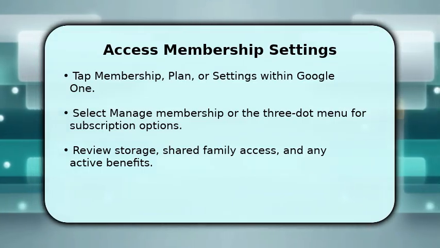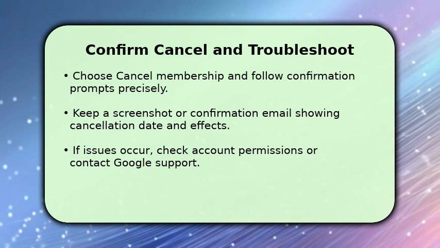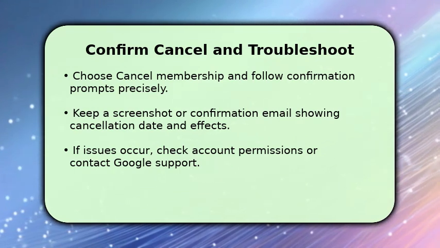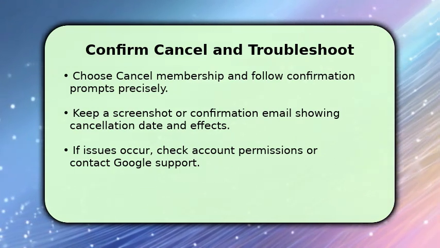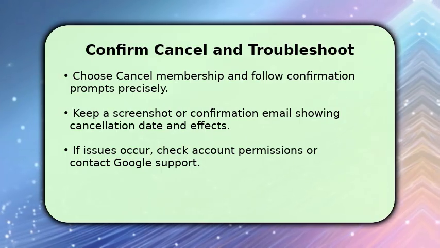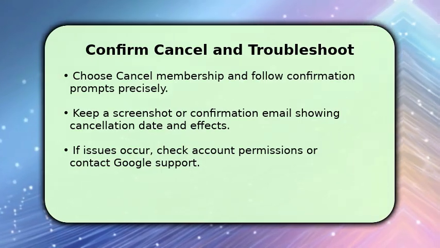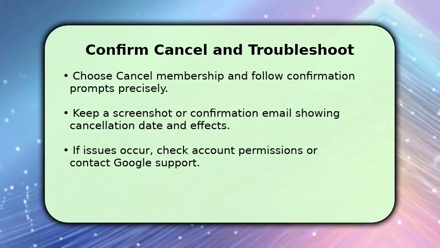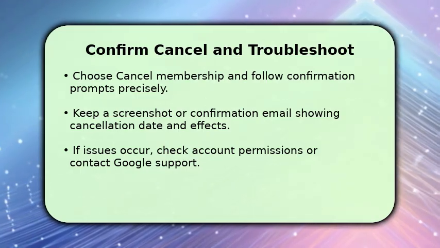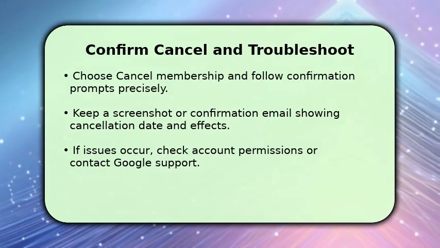Finish by selecting Cancel Membership and read each confirmation to understand when access ends and whether you keep reduced storage temporarily. Then confirm the cancellation. You'll receive an email receipt. Save that screenshot or message for records and double-check the account to ensure billing stops next cycle.